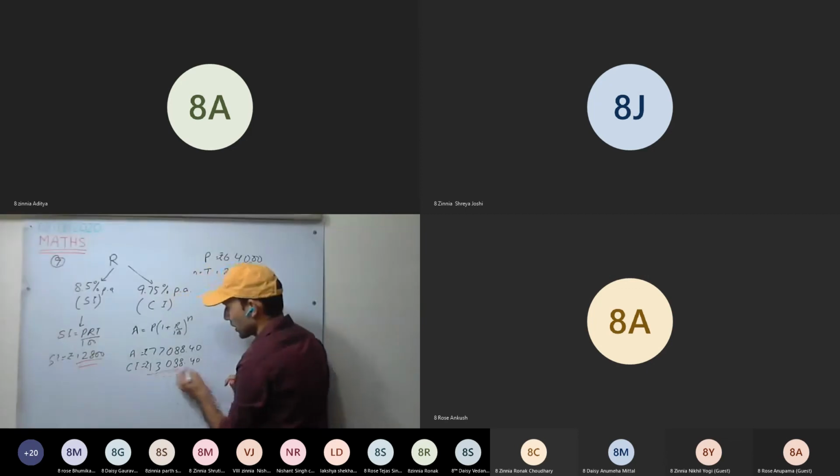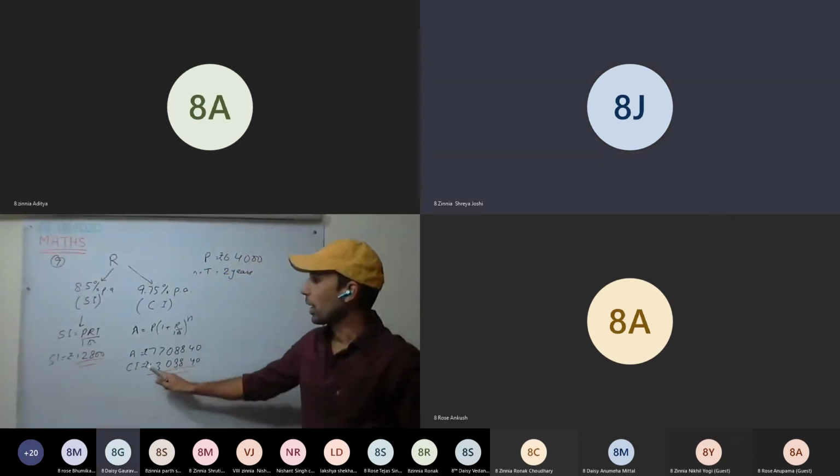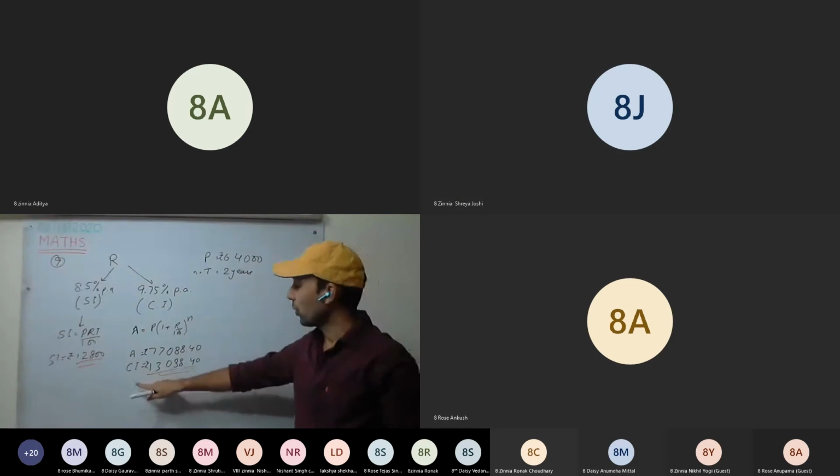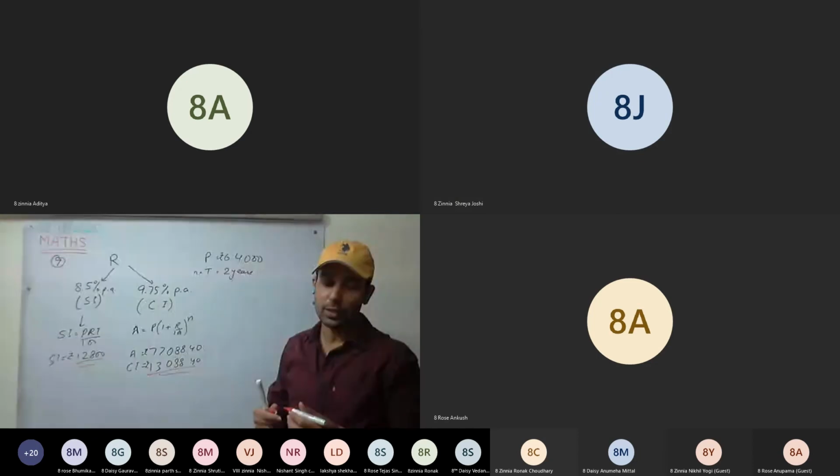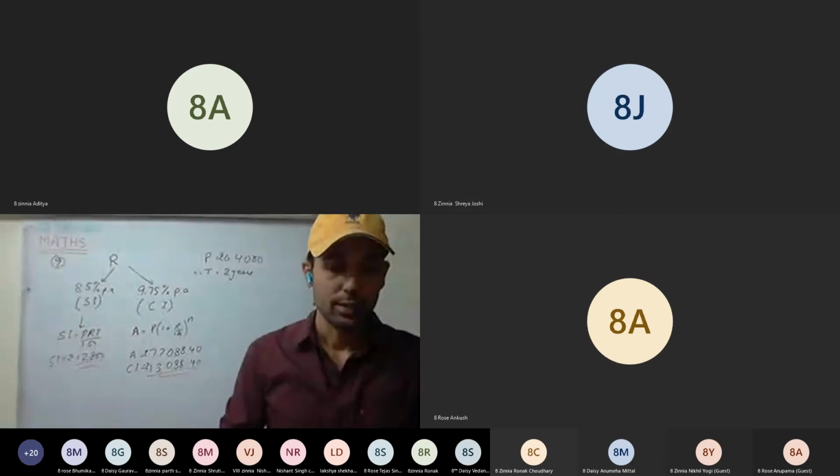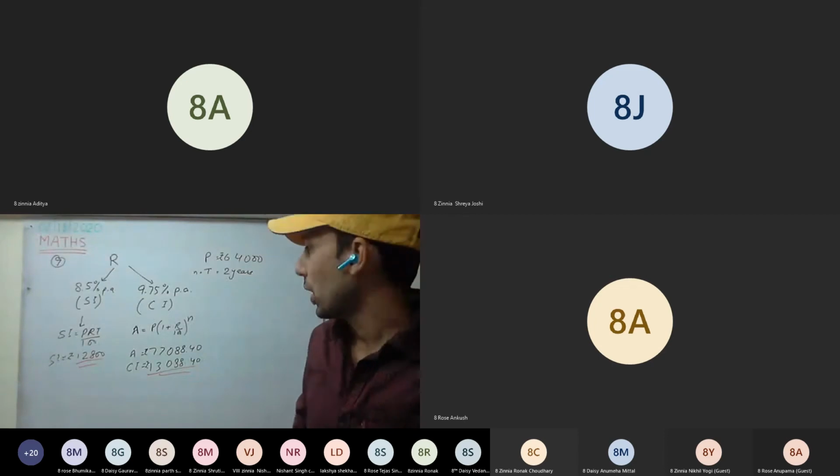Now which one is giving us more interest, simple interest or compound interest? Compound interest, by how much? Subtract them. Understood? The 9th question is clear. Any more doubts?